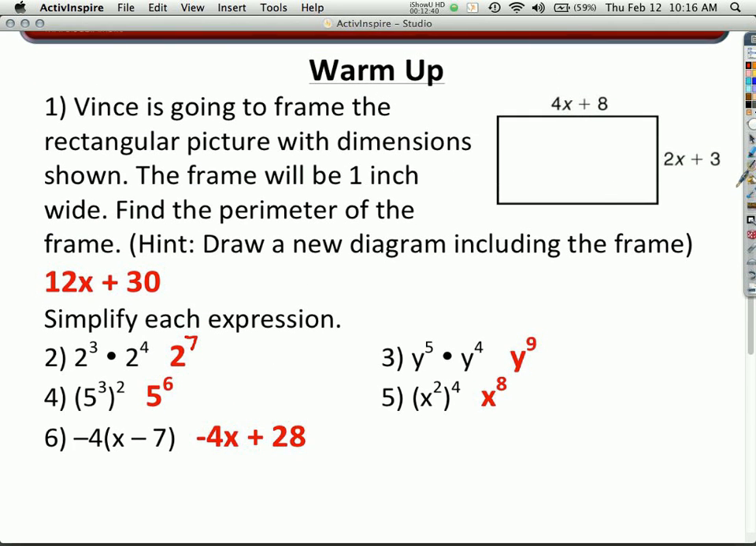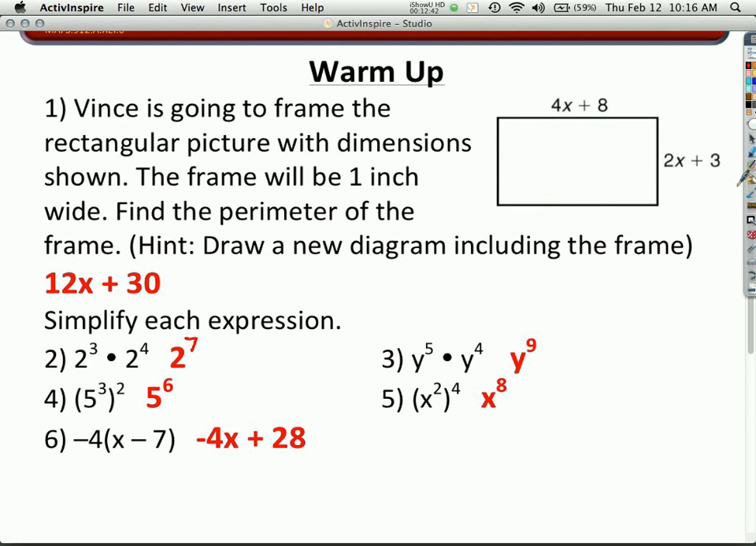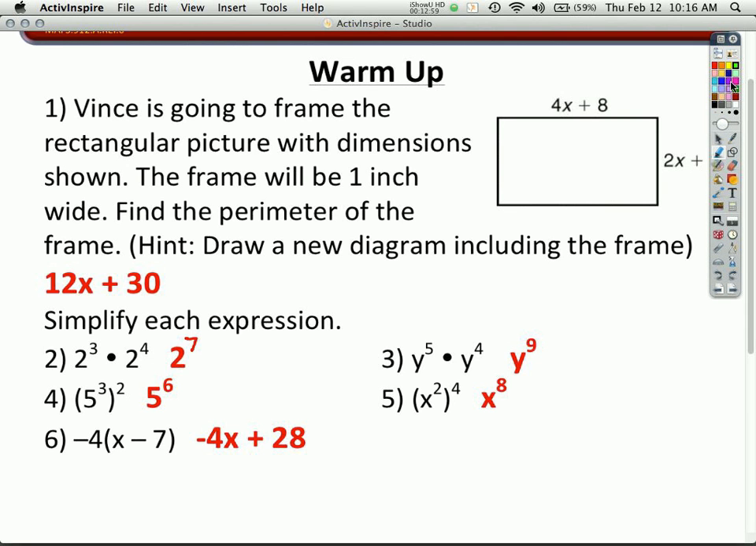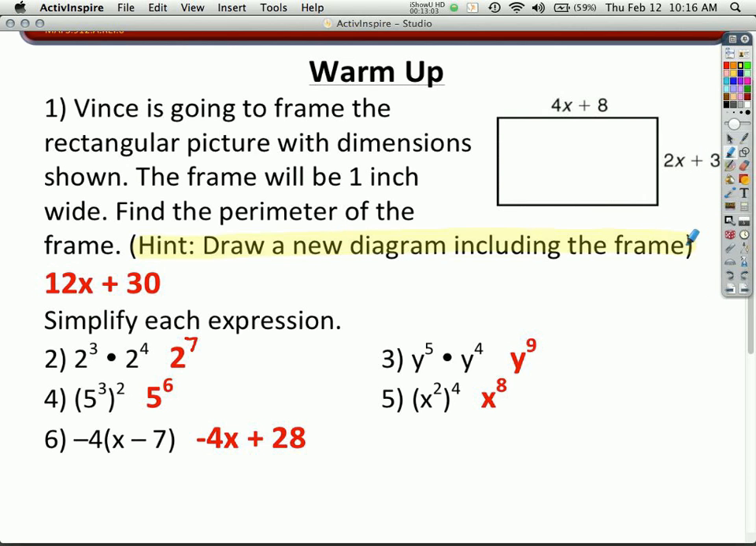Now let's talk about number 1. Give me a thumbs up if you've got the correct answer. Okay, give me a thumbs up if you drew a picture that included the frame. Good, put your thumbs down. So if you didn't, I'm a little concerned because I don't often give hints during my warm-ups, and there was this big, giant hint here. And quite honestly, it's virtually impossible to have any chance if you didn't draw the picture.